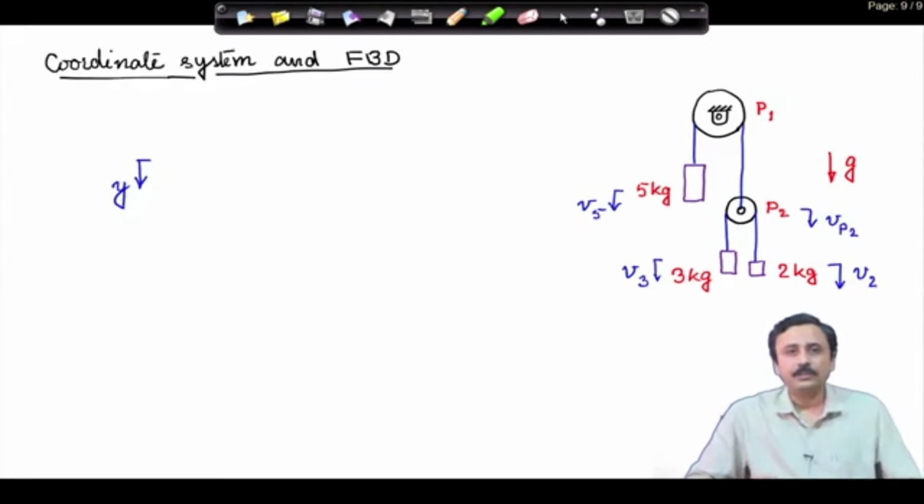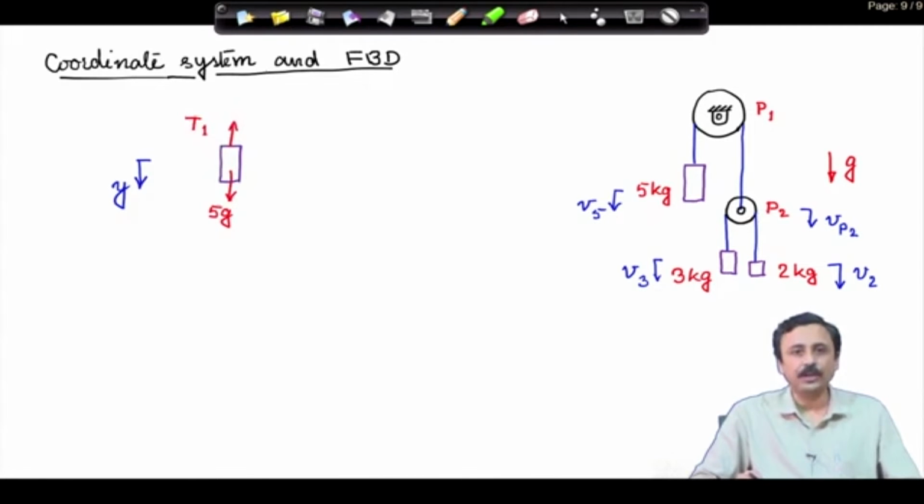First, we start with the coordinate system. As usual, the first step in applying Newtonian dynamics is to set up the coordinate system. I have chosen the y coordinate vertically downwards as positive. Therefore, all the velocities of these bodies, the masses and the pulley P2, which will also move, are all taken downward, because they are unknown. Unknowns can be taken in any direction. I am taking these velocities as downwards.